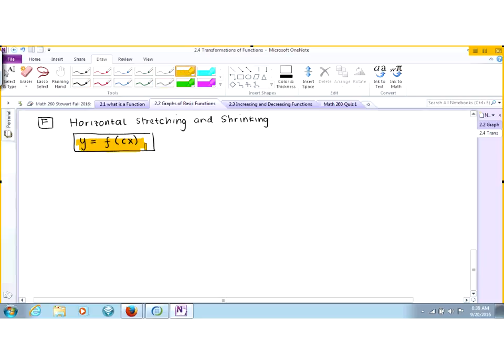So this is inside. Now, this is a little different. If the absolute value of c is greater than 1, this is not a horizontal stretch. This is a horizontal shrink or compression by a factor of 1/c. So it's smaller. If c is greater than 1, the period gets smaller.